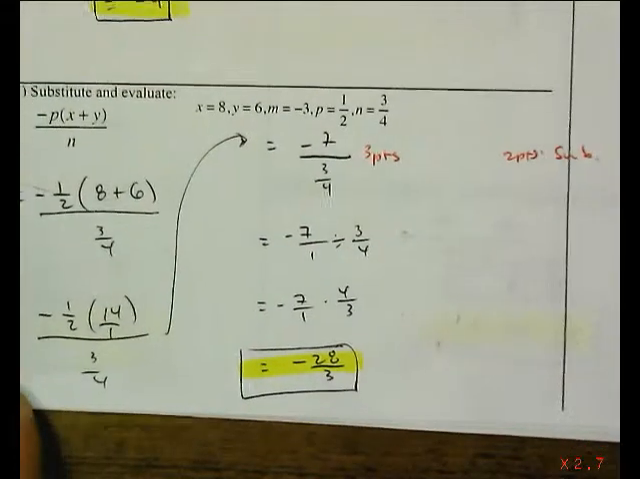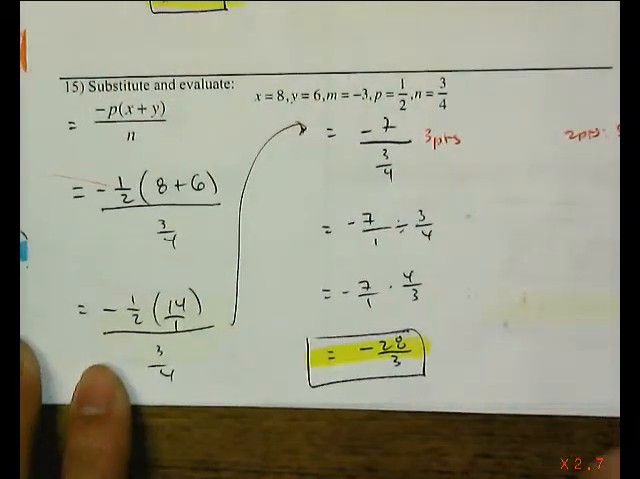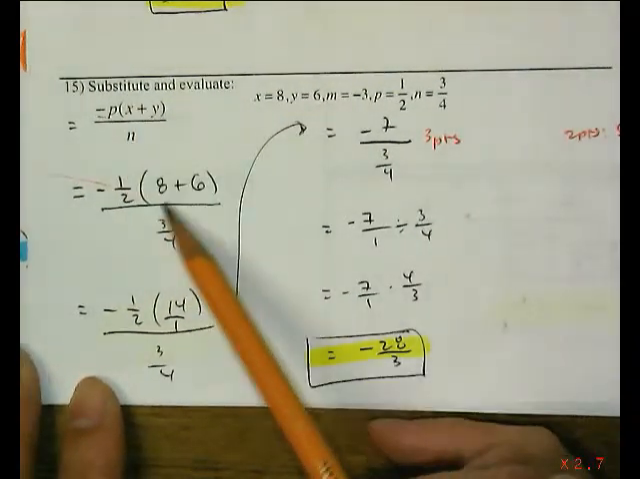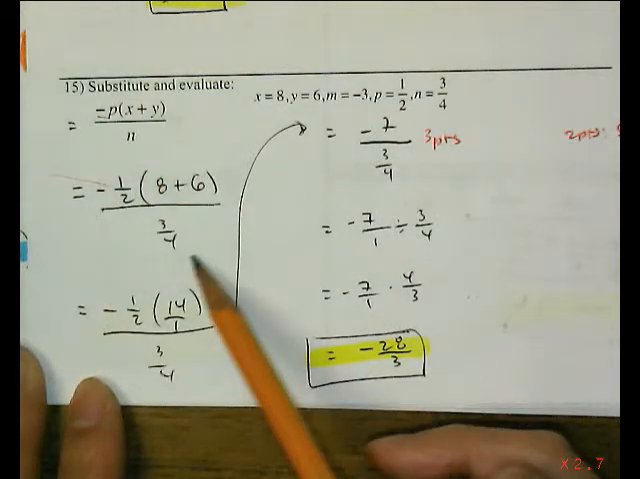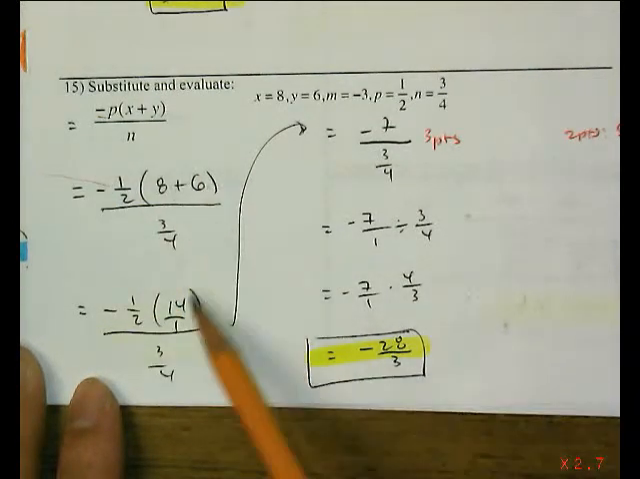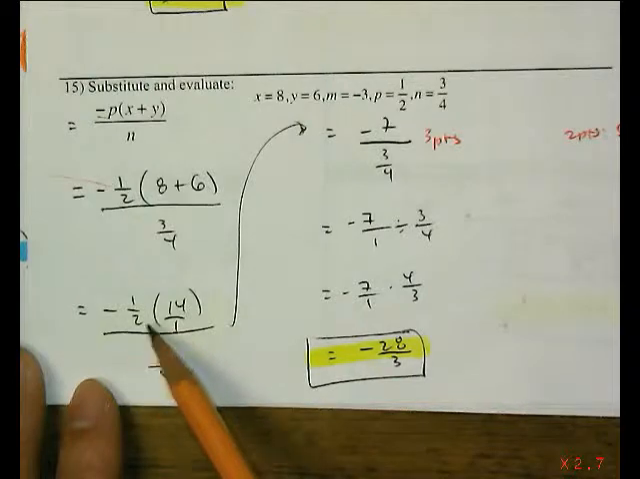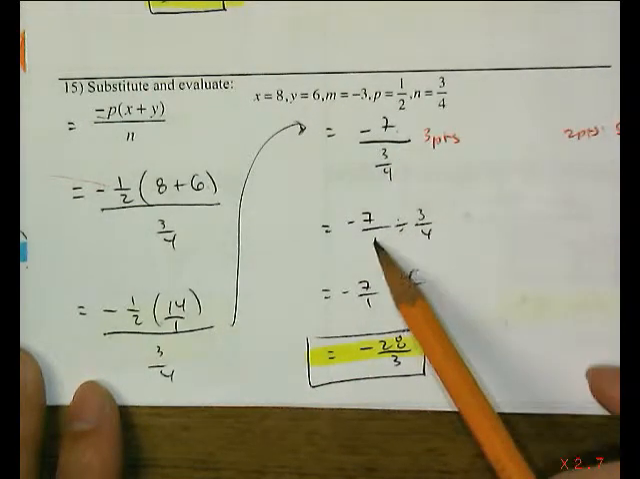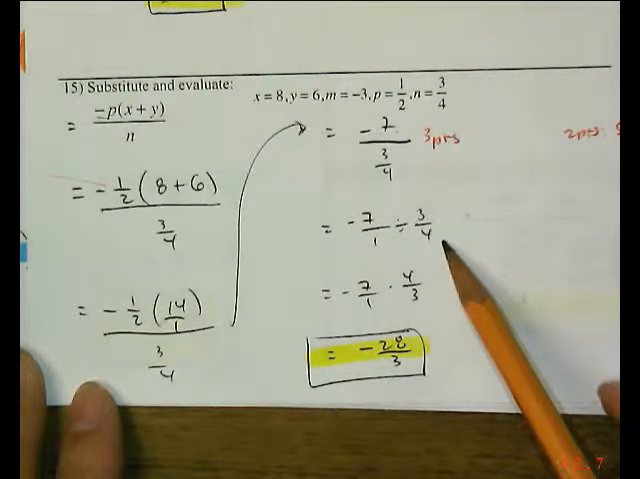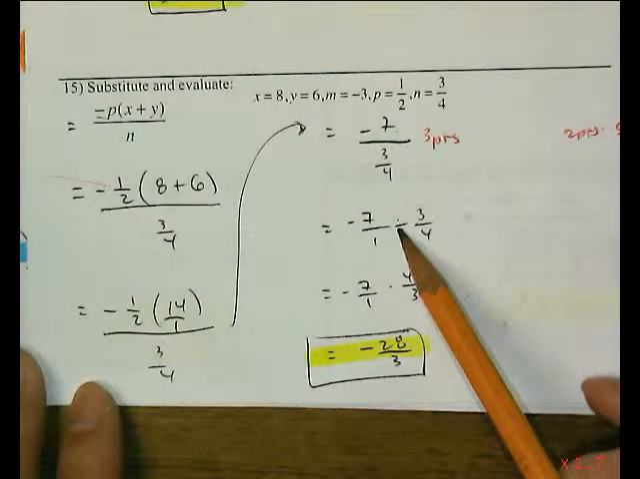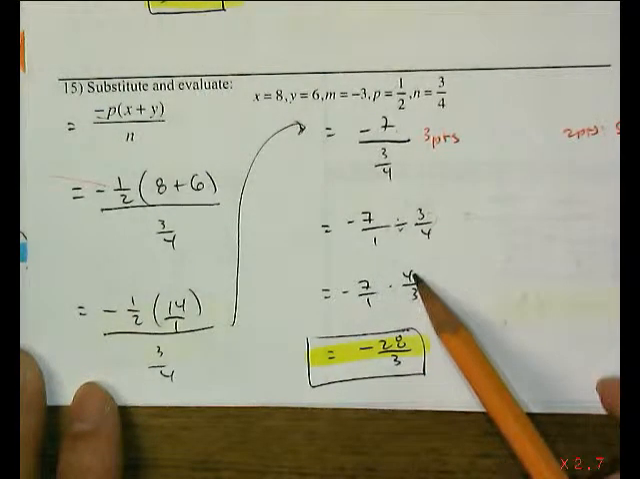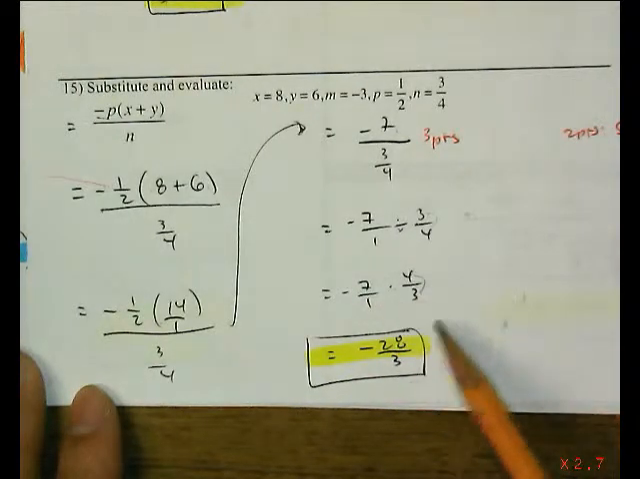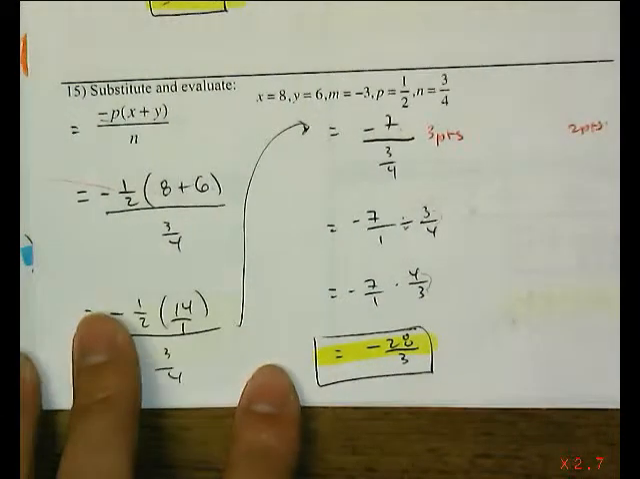Number 15. A lot of students miss this negative sign, so in your substitution, if you got this part, you got 2 points. Here, -half times 14 gives you -7. -7 divided by 3/4, just write it sideways. Division sign turns into multiplication, take the reciprocal there. Multiply across, so we get -28 over 3.